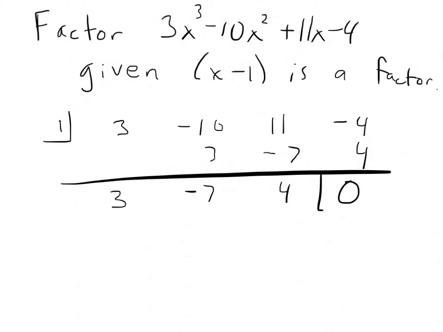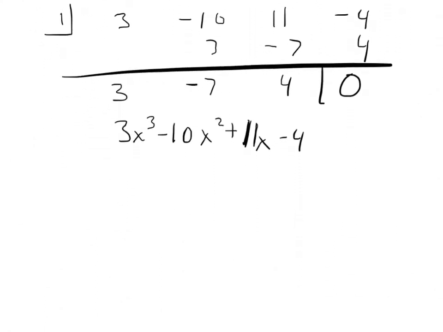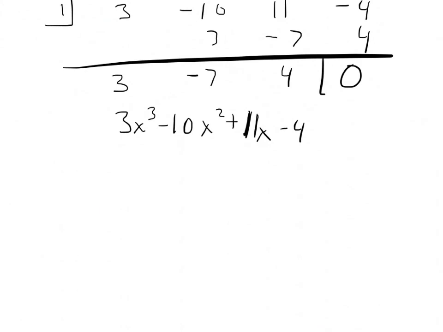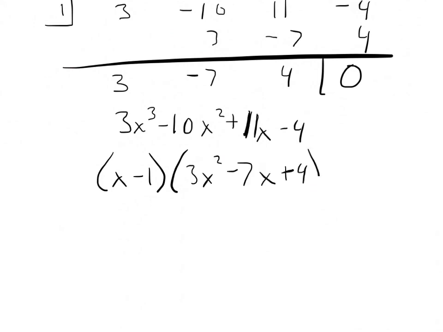Right? So at this point, how can we rewrite my 3x cubed minus 10x squared plus 11x minus 4? How can I rewrite that? So we have the x minus 1 that he told me was a factor. And then there's the 3x squared minus 7x plus 4. And then for the next part, I just have to figure out how to factor this.